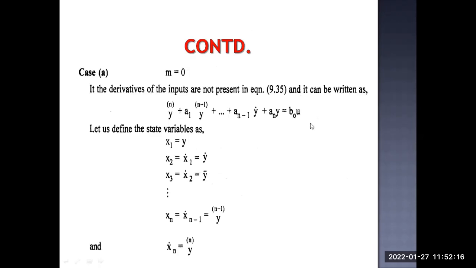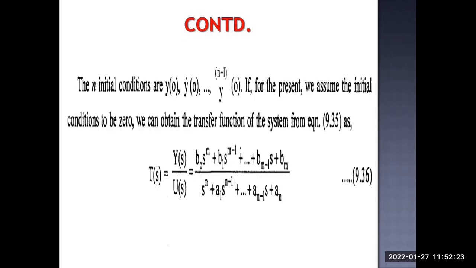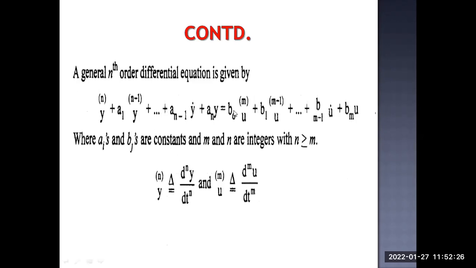Okay, fine. Now let us see the cases. The first is m equal to 0. So what will happen when m equal to 0? All these terms will vanish, and u to the power 0 means 1. Have you understood this concept? If m equal to 0, there is only b0 into u. So that means there is a single input and all these outputs are there.